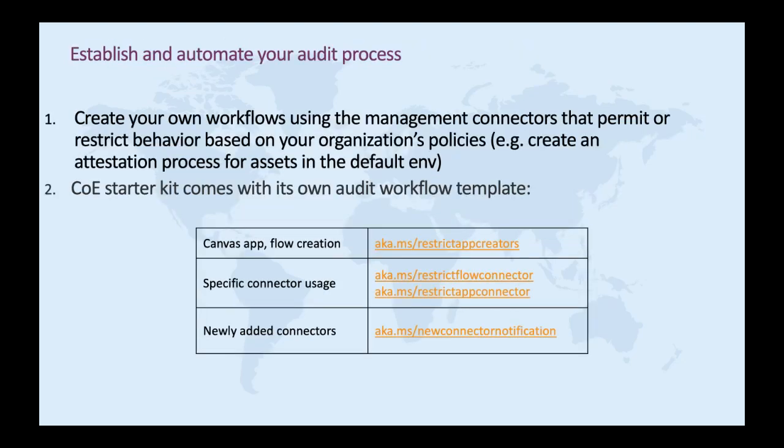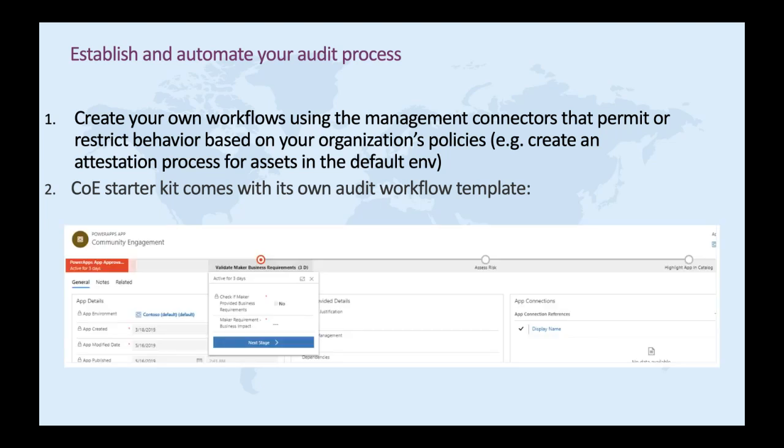One of the things that you can do is establish and automate your audit process. Create your own workflow using the management connector. Microsoft gives you a template. The COE Starter Kit comes with its own audit workflow template that can restrict app creators, restrict flow connectors, restrict app connectors, and it can also look at newly added connectors, those different types of things. So you can do your own audit workflow and restrict behavior based on your organization's policies. There's some attestation process for assets in the default environment that you want to audit. You can do that yourself. And the one that is provided through the Power Apps admin app looks like this.